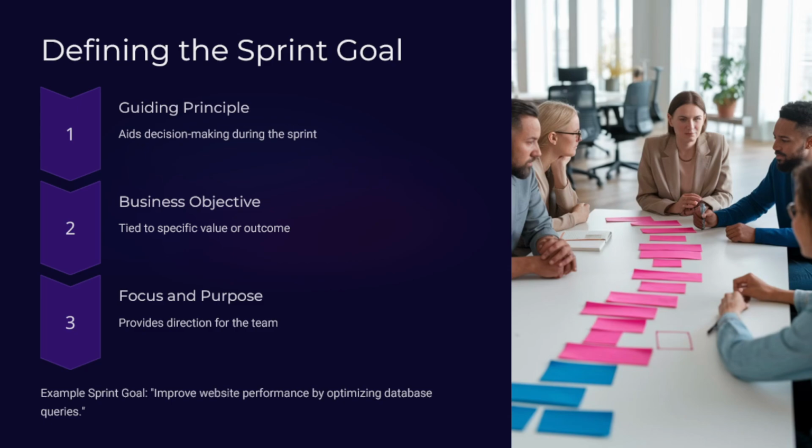To talk more about defining the sprint goal, a key outcome of the sprint planning is the sprint goal, which is a concise statement, one statement that defines the purpose of the sprint. The goal aligns the team with the clear business objective, ensuring their efforts are directed toward delivering meaningful value. It also acts as a decision making tool during the sprint, helping the team to prioritize the tasks and address unforeseen challenges.